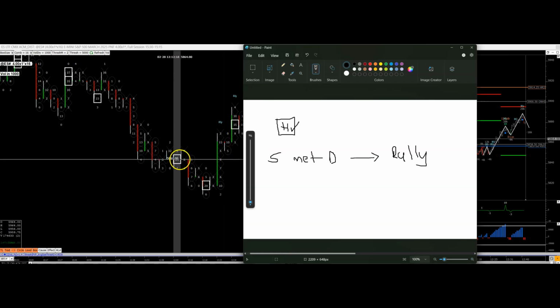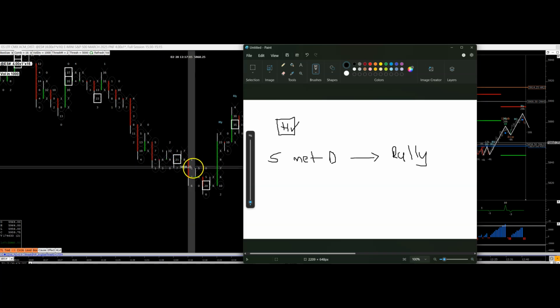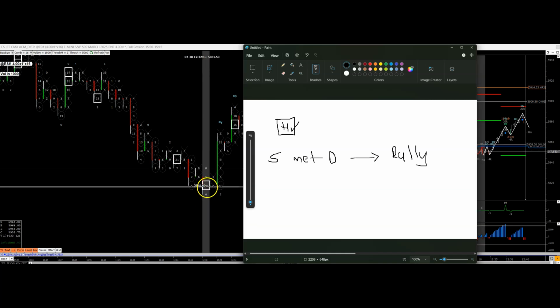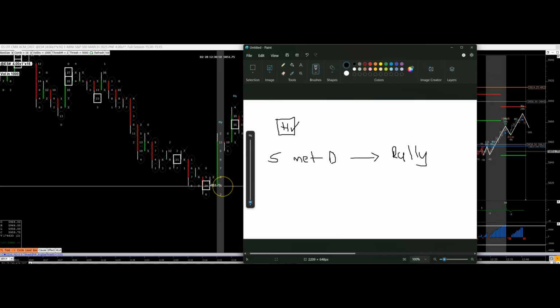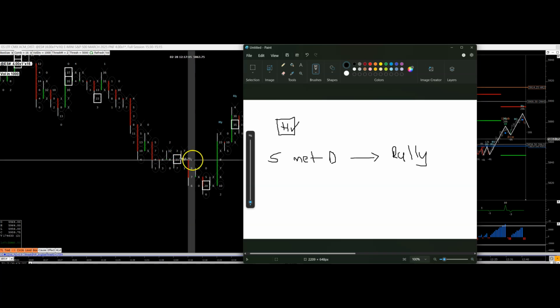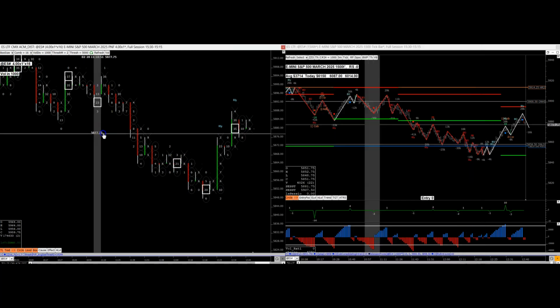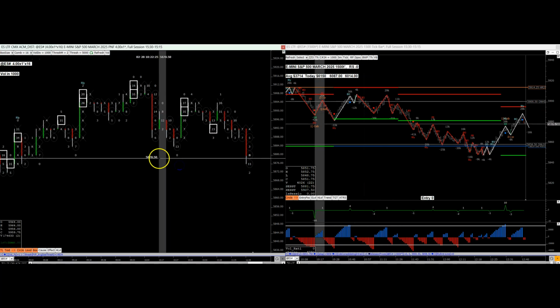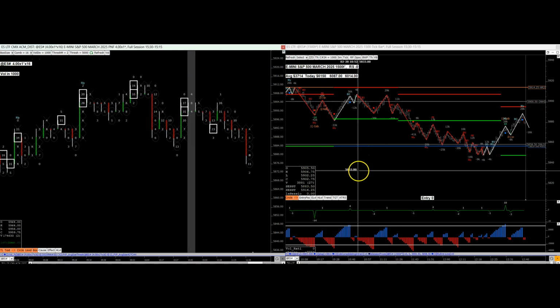In this case, where you have 21, supply met demand, and there was so much supply that it caused price to go down. In this case, where the 20, there was so much demand that caused price to rally. In this case, there was so much supply that it caused price to go down. So you'll see how I use this.